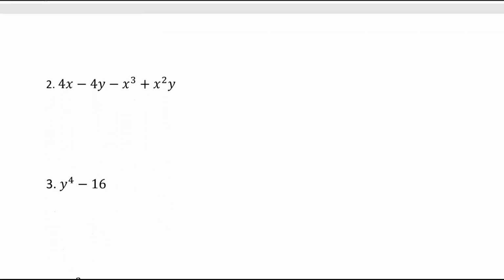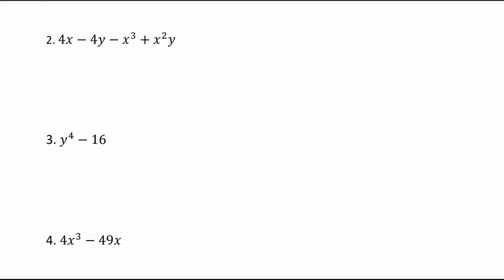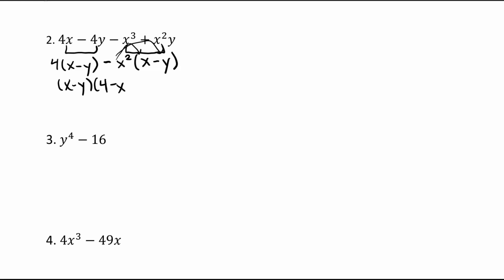Number 2, we have 4 terms again. No GCF for all 4 terms. So let's group. We're going to take out a 4 here and get x minus y. And we want x minus y again, so it looks like we're going to have to take out a negative x squared, it seems. And then we have x minus y. Always check this and make sure you get back everything before you move on to the next step. So we have x minus y times 4 minus x squared.